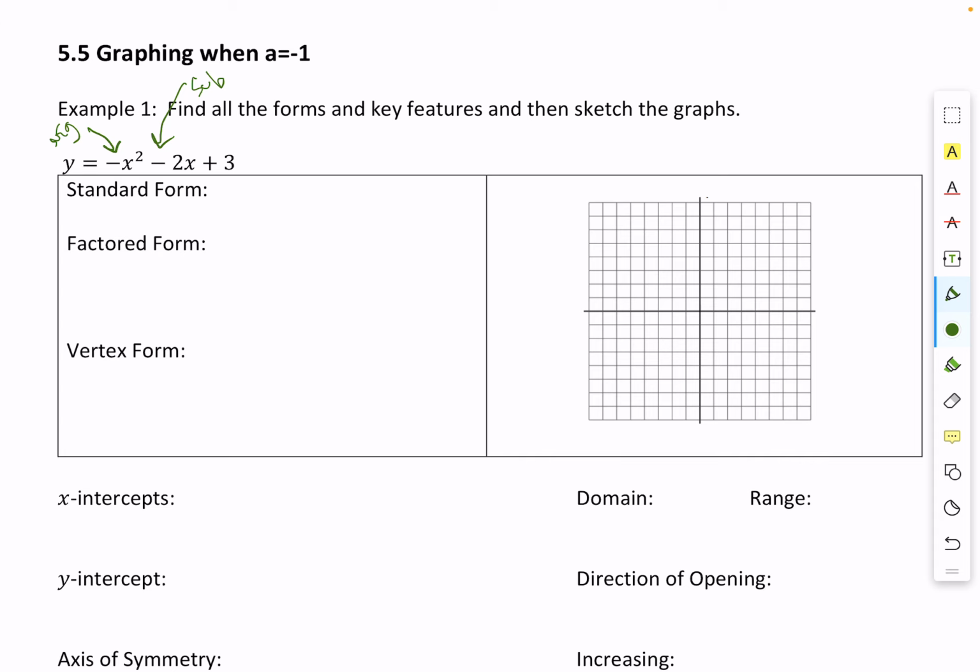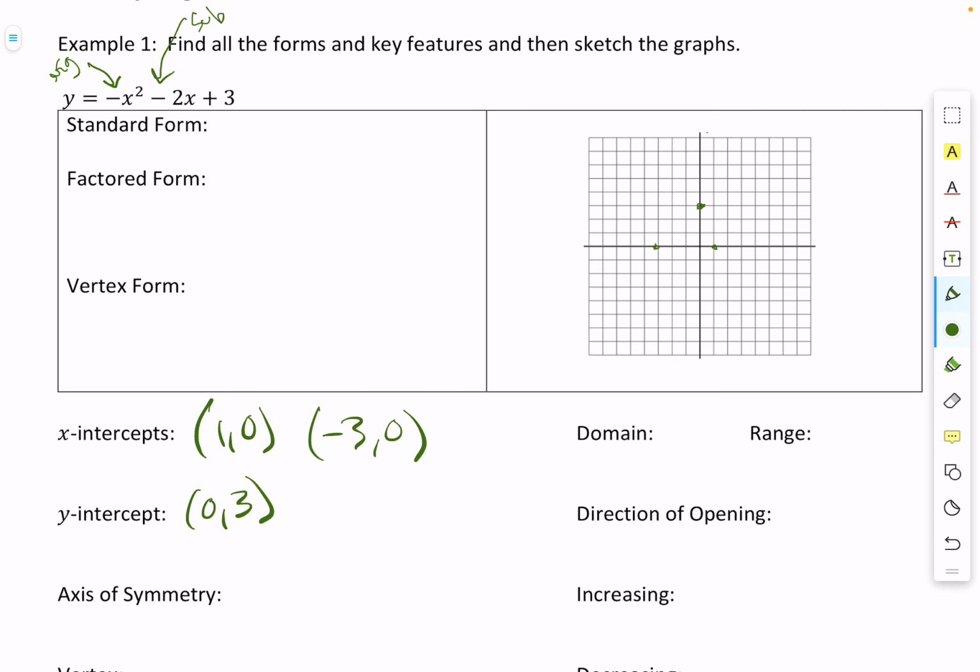Michaela? 1. Awesome. Then can someone tell me what they got for the y-intercept when they graphed this? Morgan? 0, 3. Perfect. And then what about the domain? R, good. Can someone tell me what they got for range?